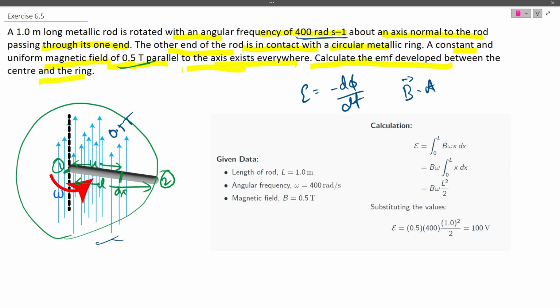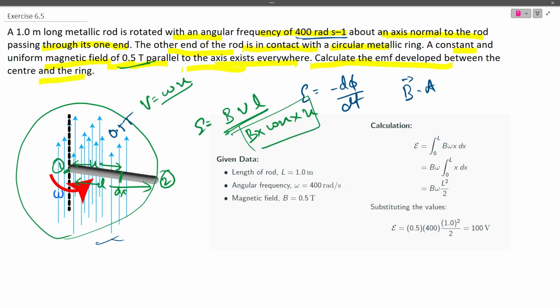Now the motional EMF that is generated in this section is given by E equals B V L. We know that this is the formula for motional EMF. For the section of length dx, it would be equal to B times V times dx. Now V at the distance x in a circular rotation is given by V equals omega times x. So we can write it as B times omega x times dx.